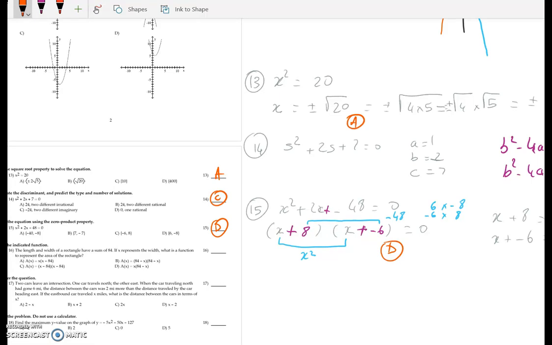Problem number 16. Well, because I don't have much time for this video, I will start the last part, number 3, for this practice exam number 2.